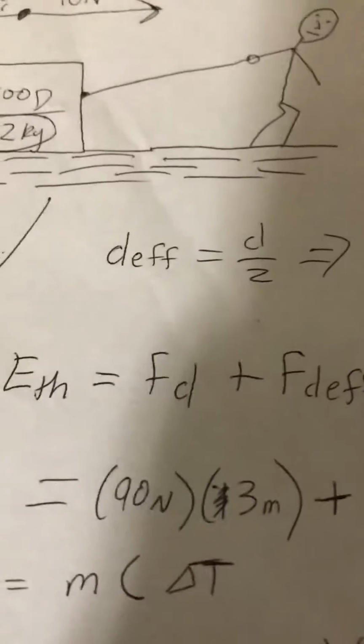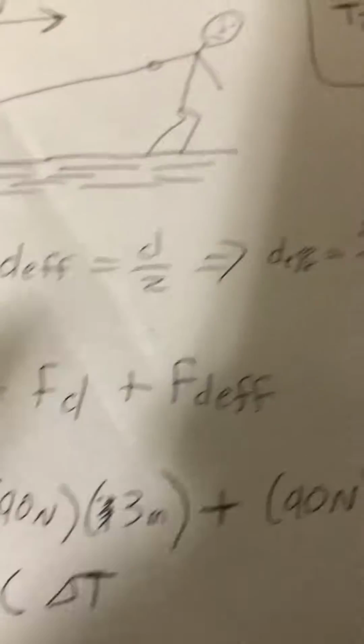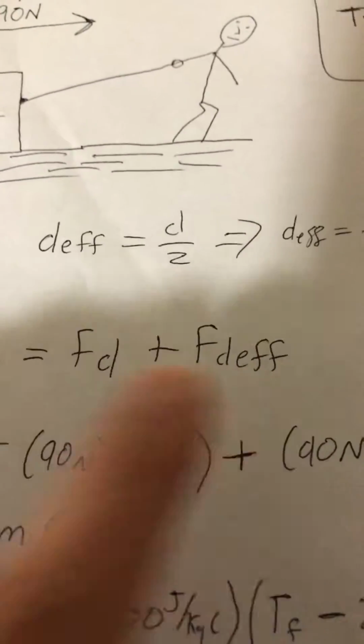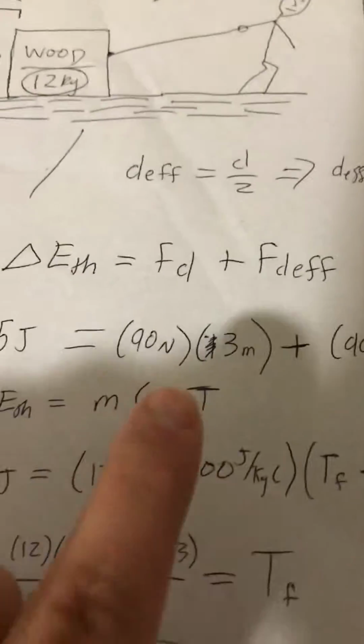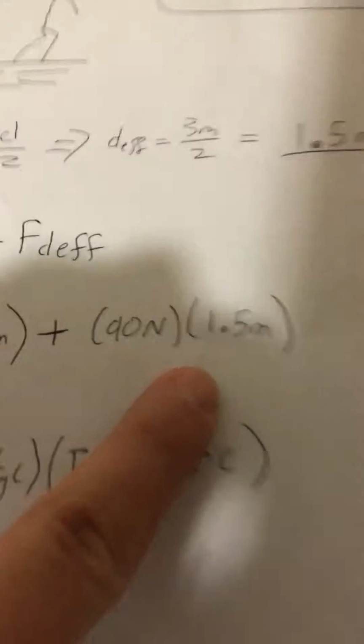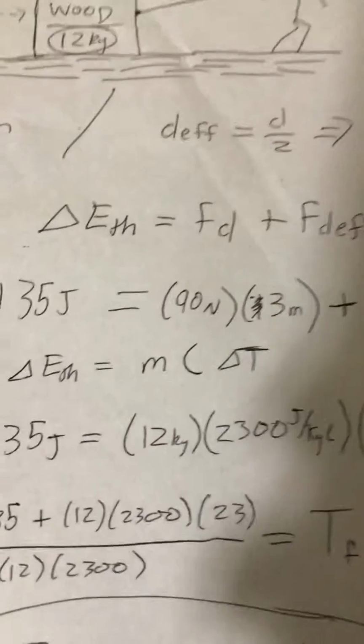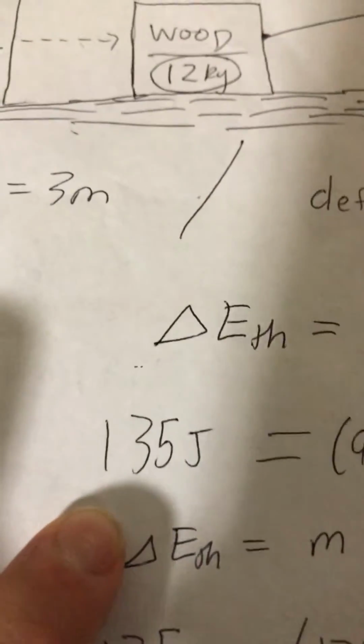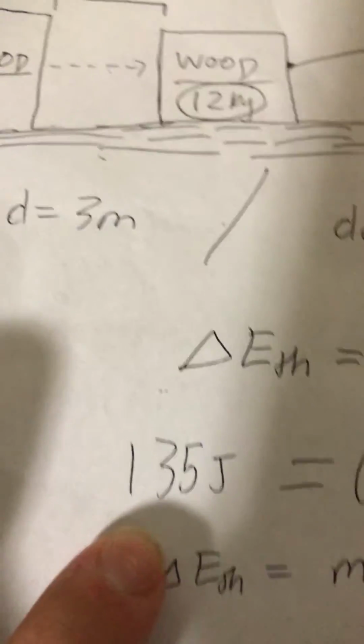So then we know that our change in thermal energy is basically equal to the work done by both of our forces. So then we multiply our force times D and the D effective. So then we have 90 newtons times 3 meters plus 90 newtons times 1.5 meters, and we get the change in thermal energy to be equal to 135 joules.